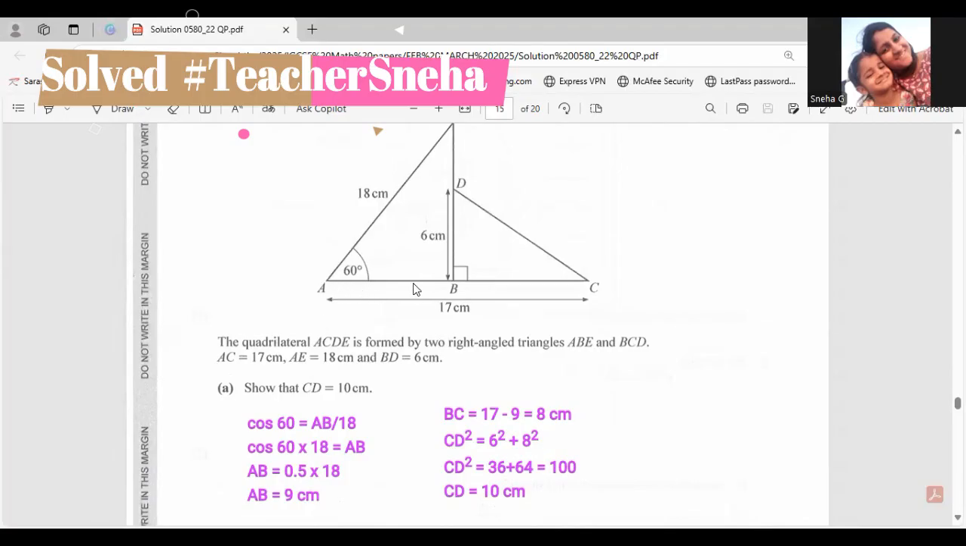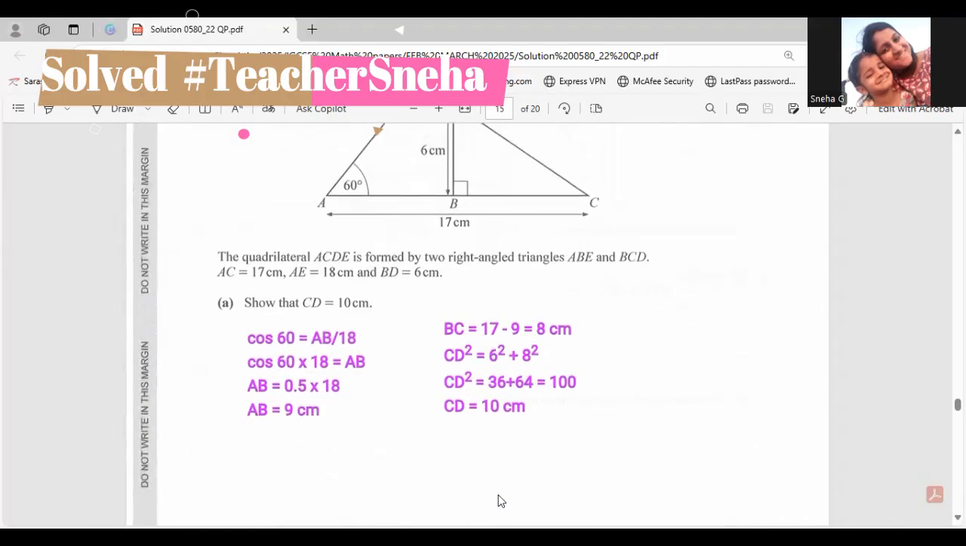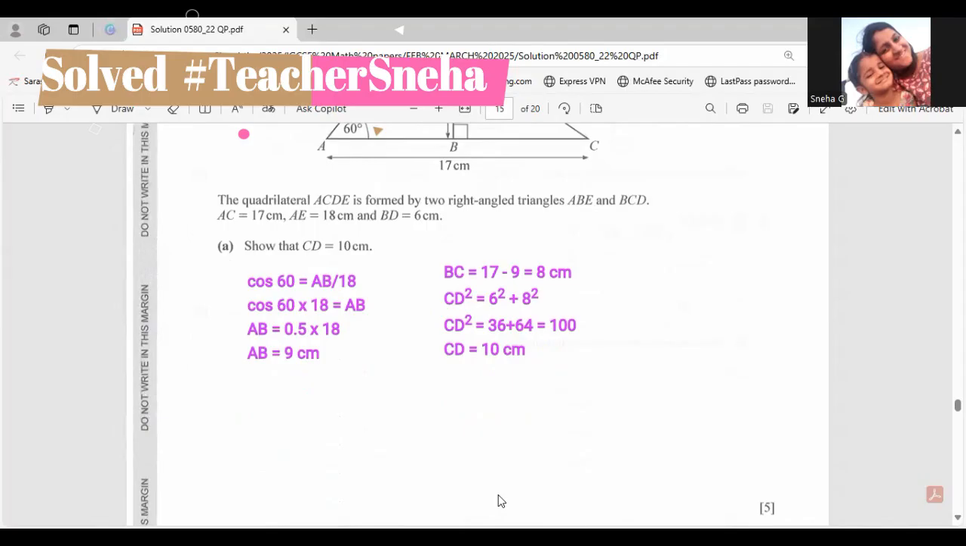So if AB is 9 centimeters, BC is going to be 17 minus 9, so BC is 8 centimeters. Now using the Pythagoras theorem, CD squared is equal to 6 squared plus 8 squared, which is 100. So CD is equal to 10 centimeters. This is your solution for part 1 of this question.